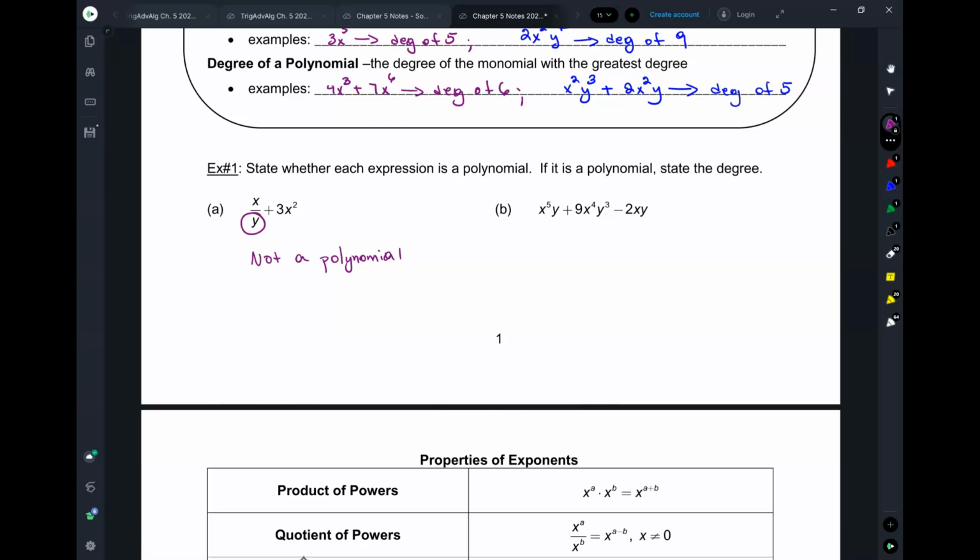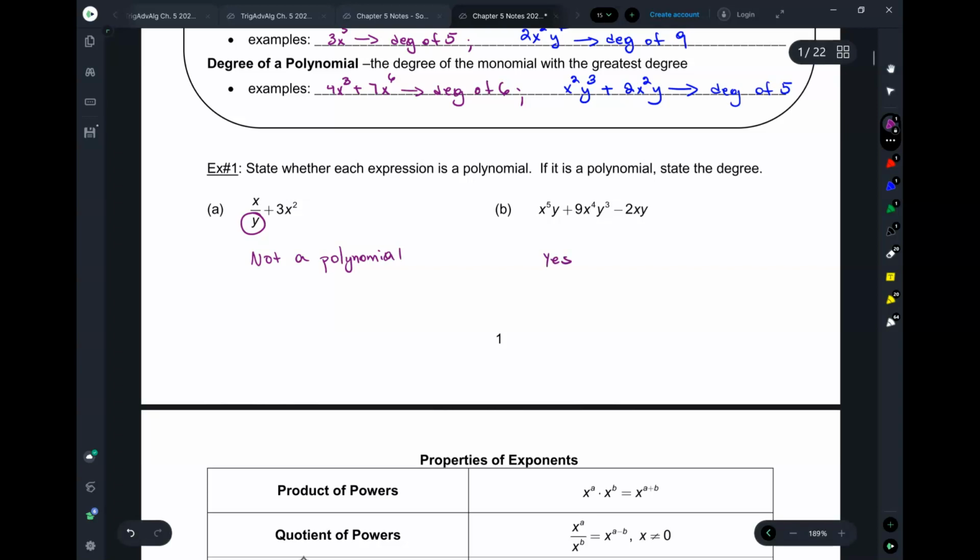Right, because if there's a variable there, then it's y to the negative 1 technically, right? So that's not a polynomial. Okay, here, this is a polynomial. You see how all of the variables have exponents that are integers, right? 0, 1, 2, 3. So that is a polynomial.